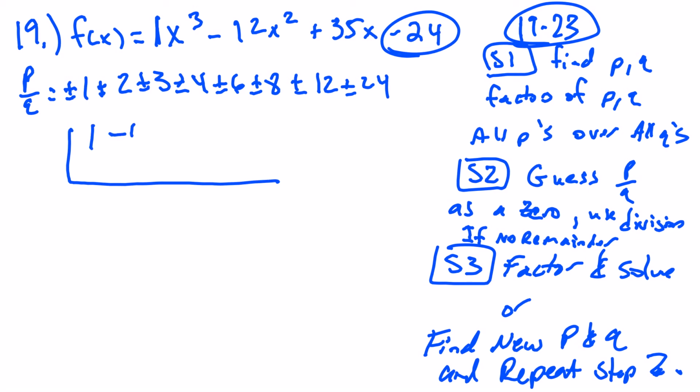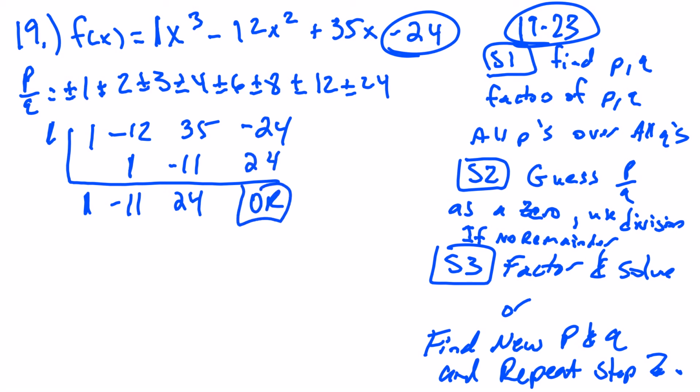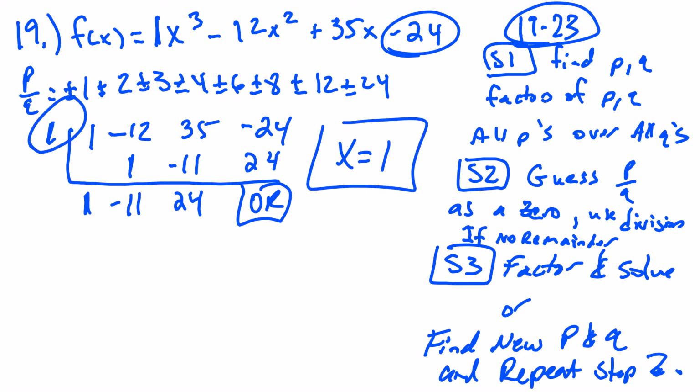Put 1, negative 12, 35, minus 24. I'm going to guess 1 first. I put 1 on the outside. 1 times 1 is 1. Gives me negative 11. 1 times negative 11 is minus 11. Gives me positive 24. 1 times 24 is positive 24. No remainder. So x equals 1 is one solution.